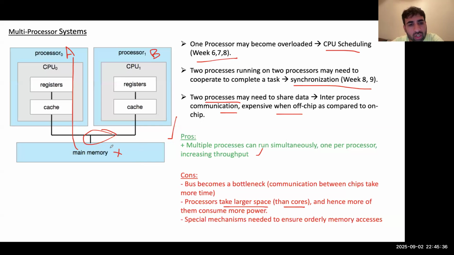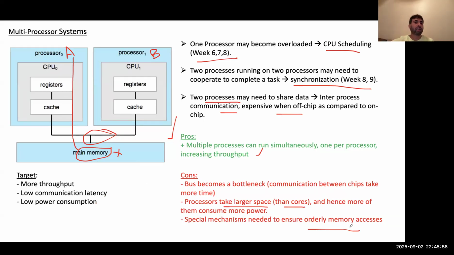Since memory is a shared resource, we need some mechanism to ensure orderly memory accesses to ensure the correctness of data in the memory. So these are the challenges, or the negatives, of multiprocessor design. But let's say that our target is that we still want to achieve higher throughput than what our current multiprocessor systems are offering. We want to achieve low communication latency, and we want to achieve low power consumption.